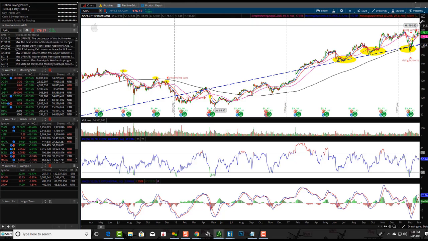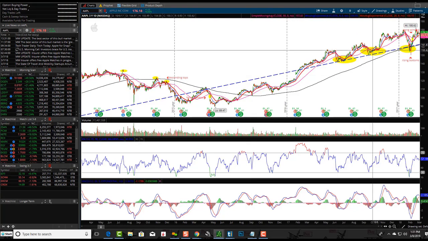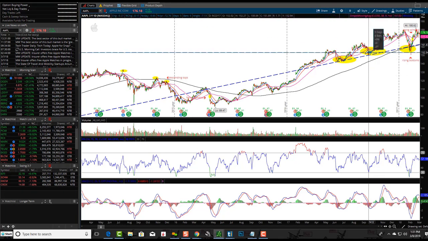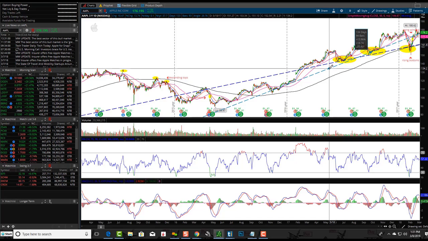So who knows what's going to happen if this keeps rising with Apple. I'm sure the price will eventually fall at some point before the buyers either come in or it sells off. If you can see right over here, if I connect these two peaks, right, you could see this tells a different story right over here.